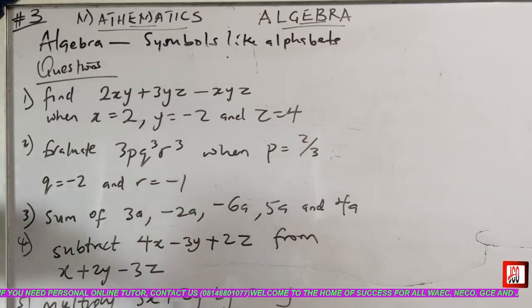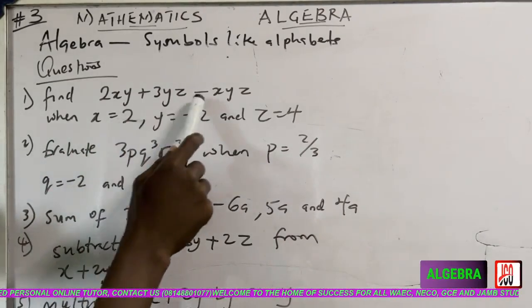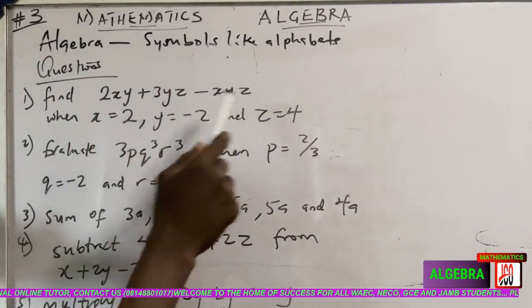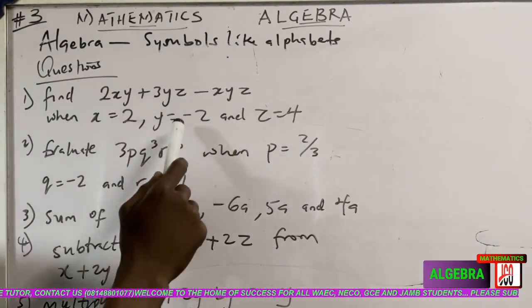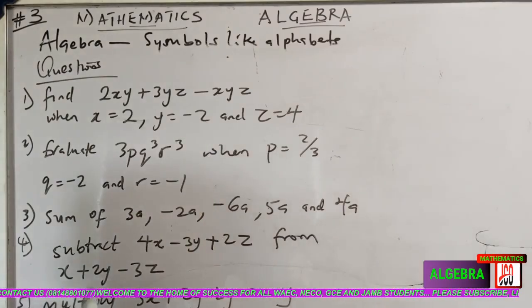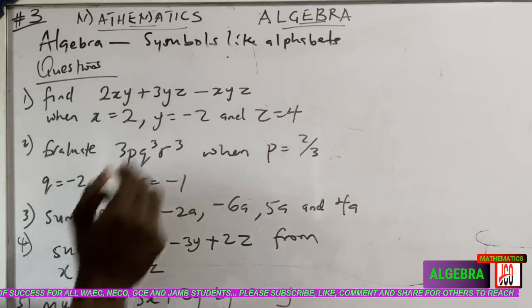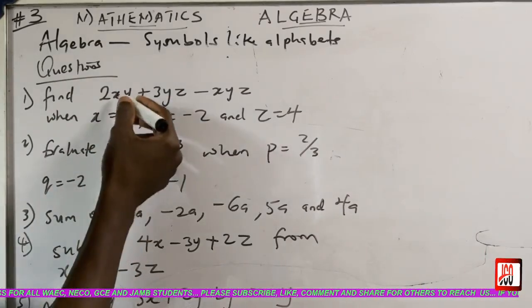First thing we are asked to do is to find this minus this plus this minus this when x is 2, y is minus 2, and z is 4. So I'll start with that. Solution, question 1, 2xy. So in place of x, I'm going to put 2.